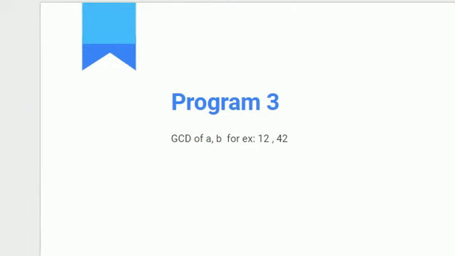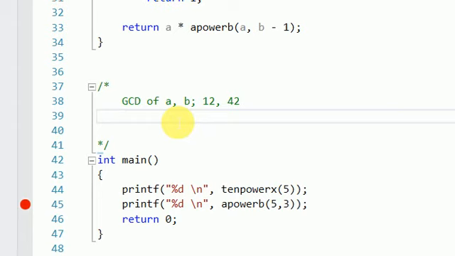Okay, let's write the last program, GCD of A comma B. For example, 12 comma 42. So GCD is nothing but greatest common divisor. So we have to find GCD of 12 comma 42, which we have done in the high school math, just like that. So 12 is the divisor, 42 is the dividend.